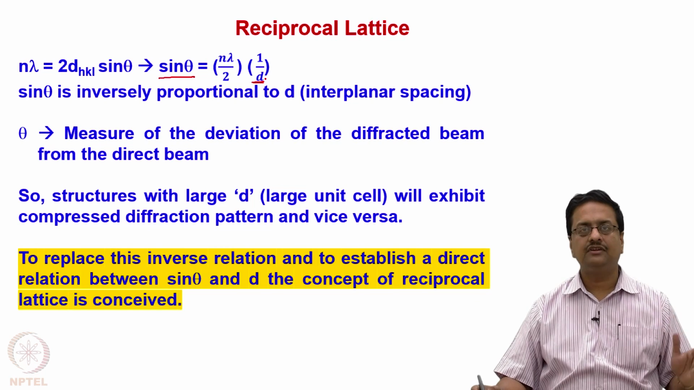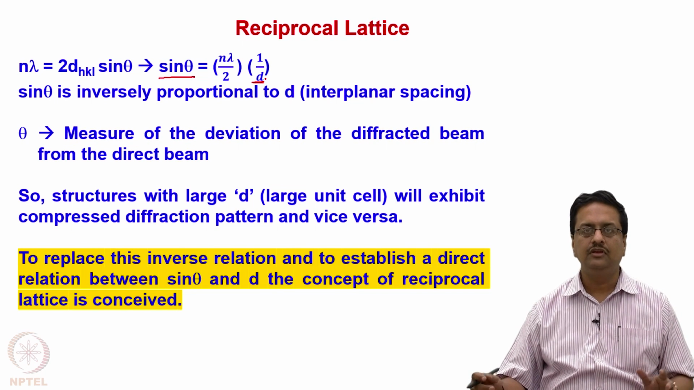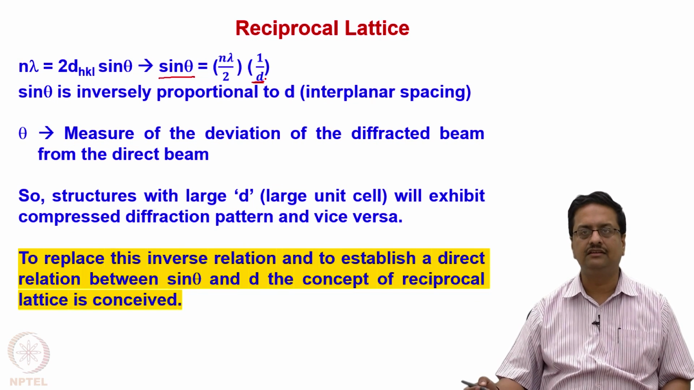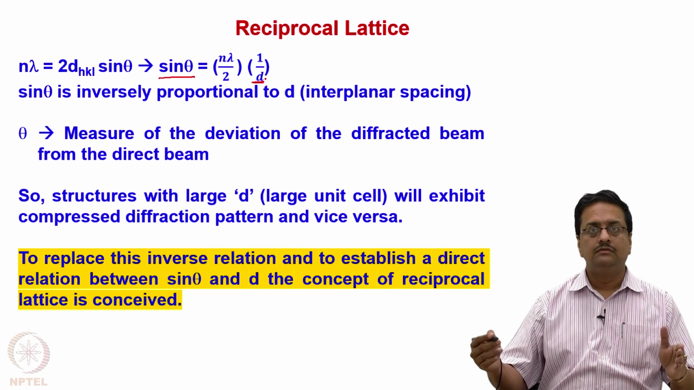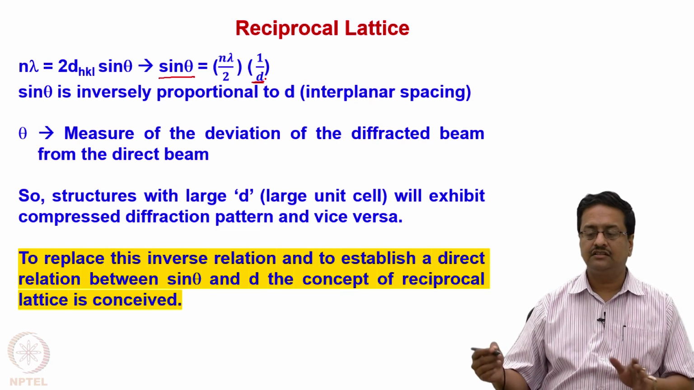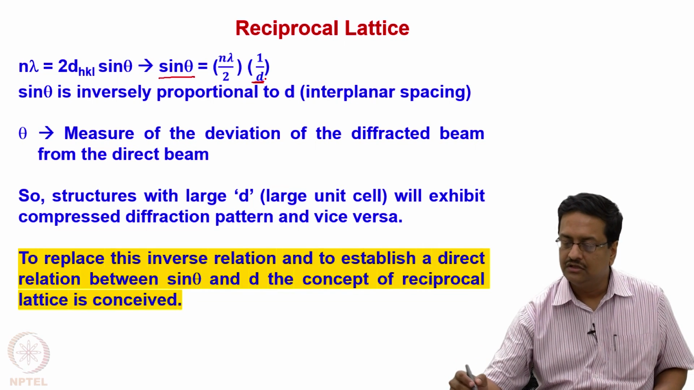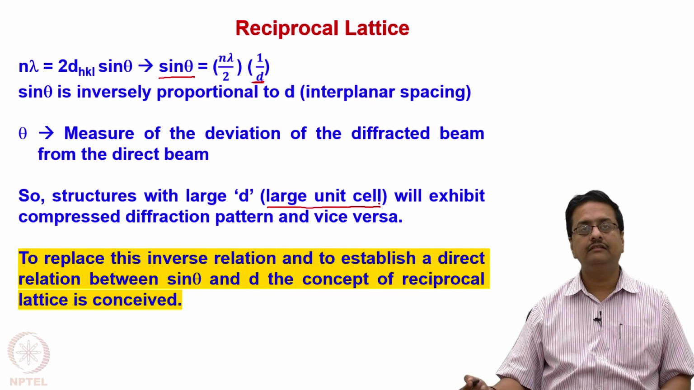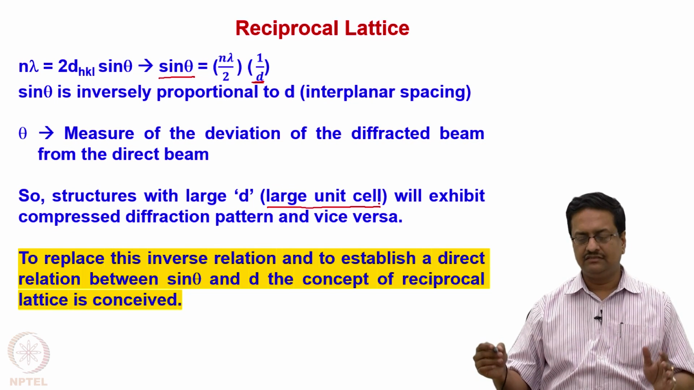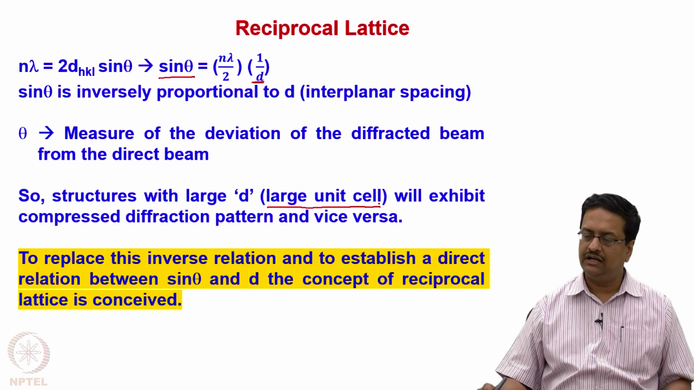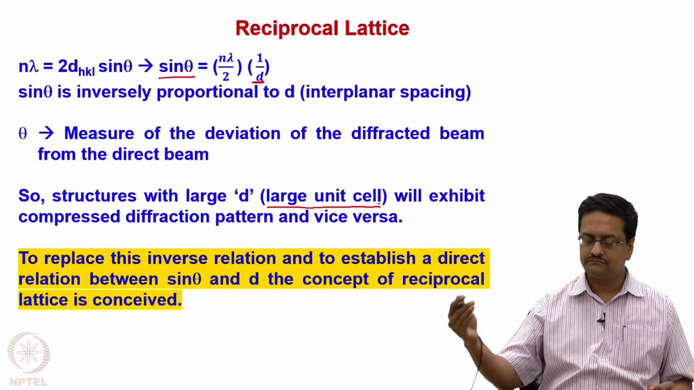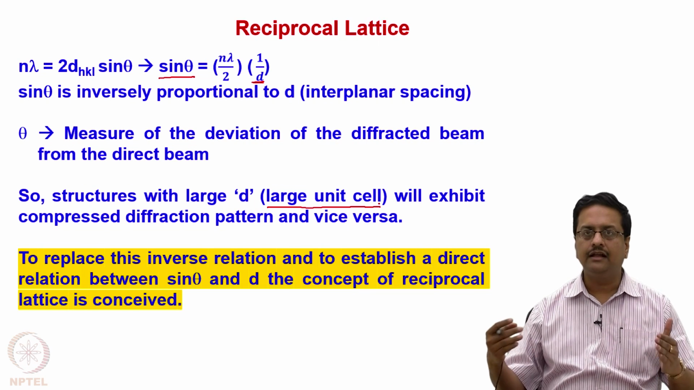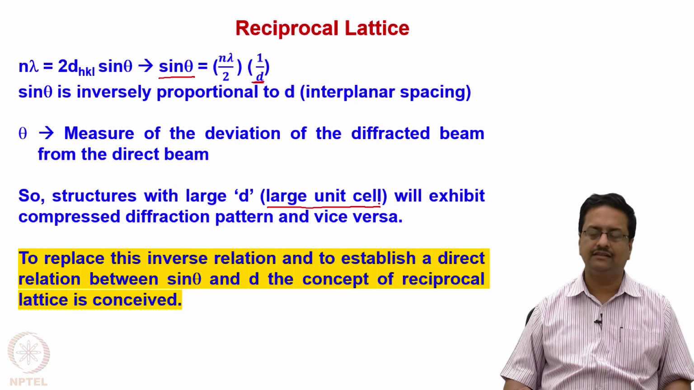Theta being the measure of deviation of the diffracted beam from the direct beam, we would like to get a direct relationship between sine theta and d. Because of this inverse relation, structures with large d, that means structures with large unit cells, will exhibit a compressed diffraction pattern and vice versa. So, to replace this inverse relationship and to establish a direct relation between sine theta and d, the concept of reciprocal lattice is conceived. Let us see what we mean by a reciprocal lattice.